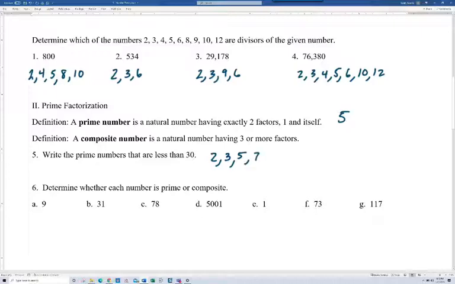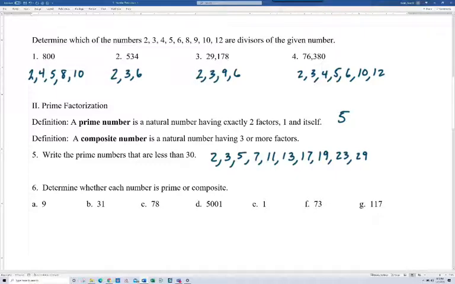But 7's prime, and then 11, 13. Notice at this point we're just looking at odd numbers. 15 is divisible by 3 and 5, so that's not going to be prime. 17 works, 19, 23, and 29. So these are our prime numbers less than 30. And honestly, we probably only need about the first 5 or 6 most of the time.